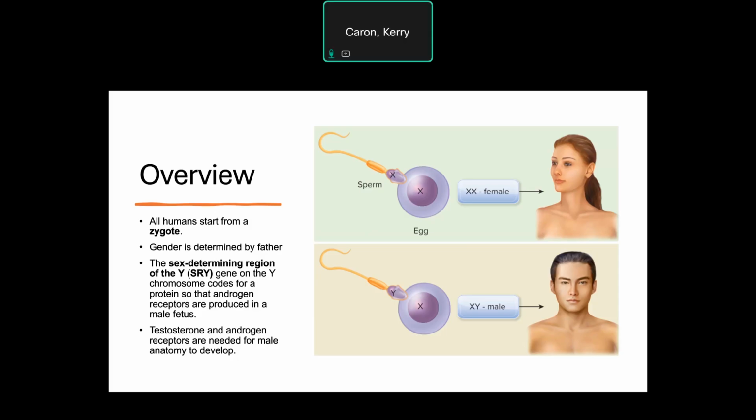So to recap, females are XX, males are XY. The female always donates an X chromosome, and the male decides the gender by donating either an X or a Y.